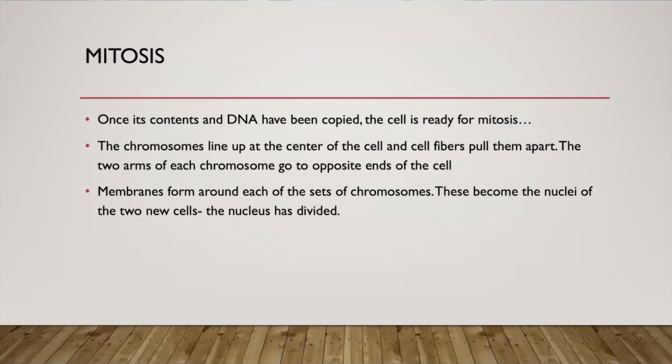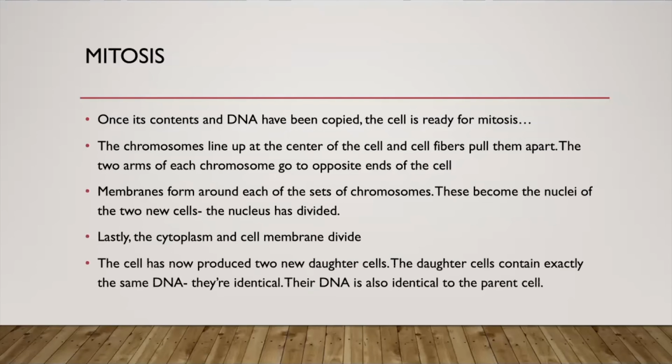The nucleus has divided. Lastly, the cytoplasm and the cell membrane divide. The cell has now produced 2 new daughter cells. The daughter cells contain exactly the same DNA. They're identical. Their DNA is also identical to the parent cell.